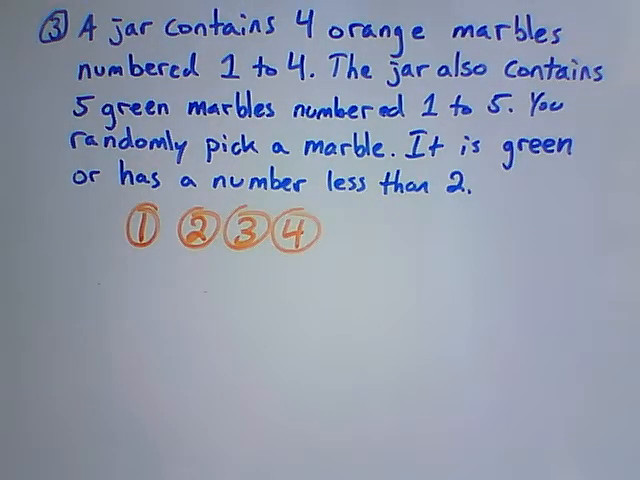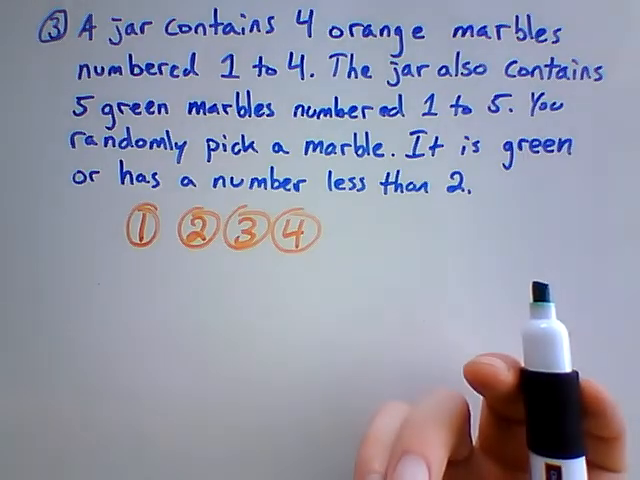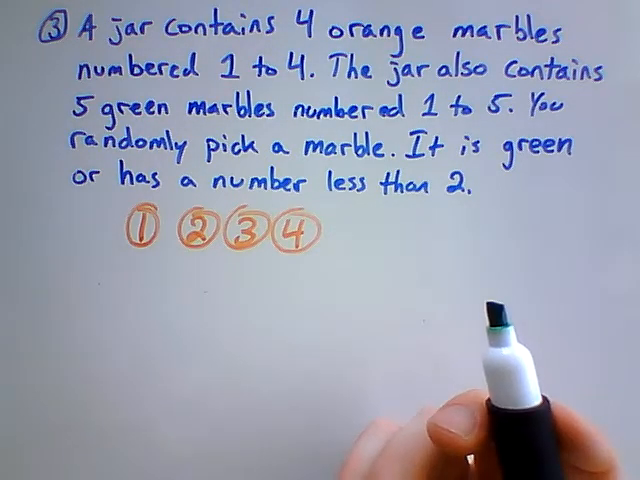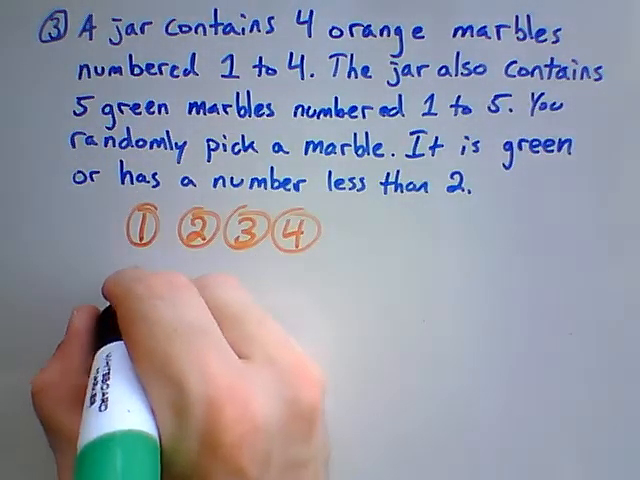Tomorrow we're going to work on tables and Venn diagrams. Every single problem, if I can't do it automatically, I either draw a picture or I do the table and Venn diagram. Tomorrow we'll do tables. Right now, you can always draw pictures. We also have 5 green marbles, numbered 1 through 5.